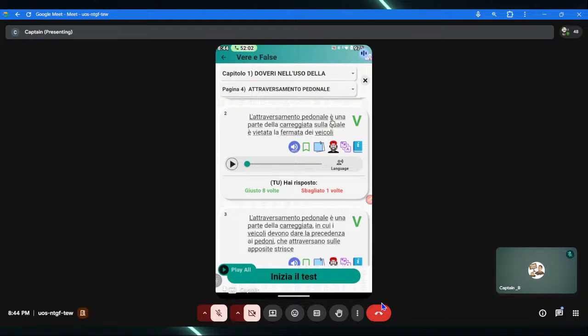Listen, the attraversamento pedonale è una parte della carreggiata sulla quale è vietata la fermata dei veicoli. This attraversamento pedonale is part of the carriageway. Okay? Of which it is forbidden. What is forbidden? Fermata i veicoli. So it forbids vehicles to stop on top of them.